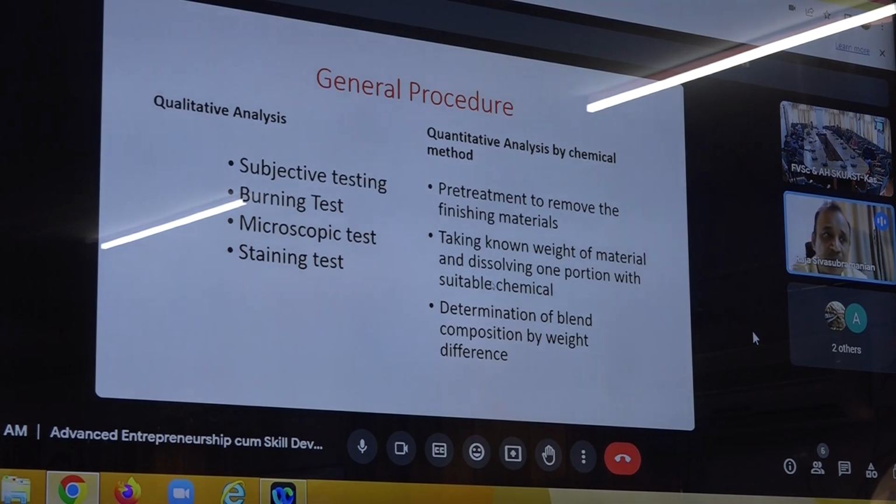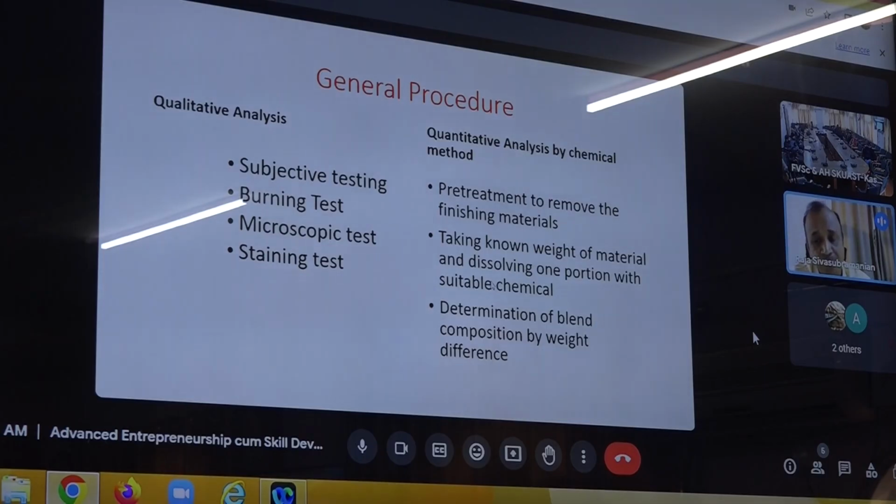By dissolving, we have to take the known weight of the material and dissolve one portion or two portions. Then from the weight difference, we can find out that Pashmina is available in this much percentage, and the other fiber in this much percentage. This is the general procedure we have to follow.